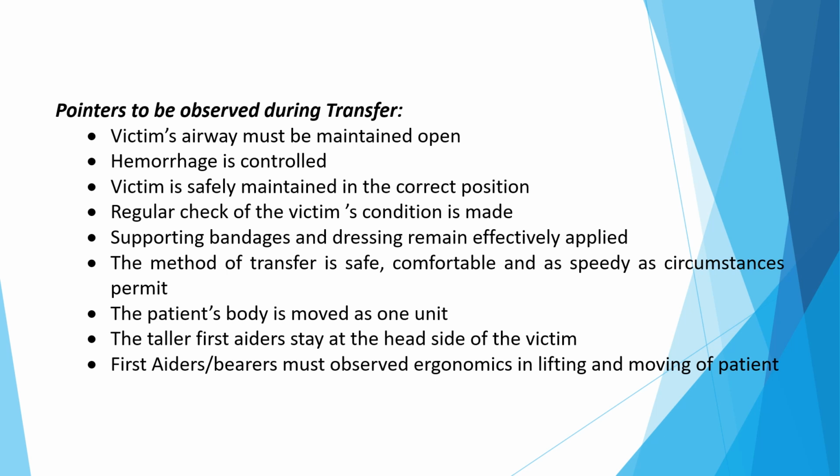Pointers to be observed during transfer. One, victim's airway must be maintained open. Then hemorrhage or bleeding is controlled. Victim is safely maintained in the correct position. Regular check of the victim's condition is made. And supporting bandages and dressings remain effectively applied. So the bandage is done, then we transfer him. The method of transfer is safe, comfortable, and as speedy as circumstances permit. The patient's body is moved as one unit, and the taller first aiders stay at the head side of the victim, and first aiders or bearers must observe ergonomics in lifting and moving of patients.